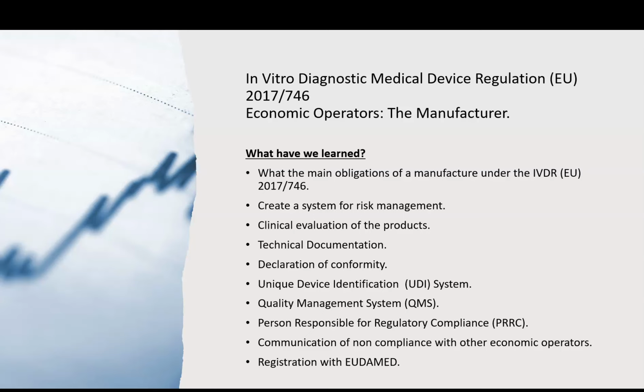The manufacturer establishes a UDI system for all manufactured devices. Have a robust quality management system. The standard to obtain this is ISO 13485. Designate a person responsible for regulatory compliance within the manufacturing company, also known as a PRRC. The manufacturer needs to ensure communication between all economic operators. The manufacturer must register with EUDAMED. As we progress through the course, we will explain these details further.